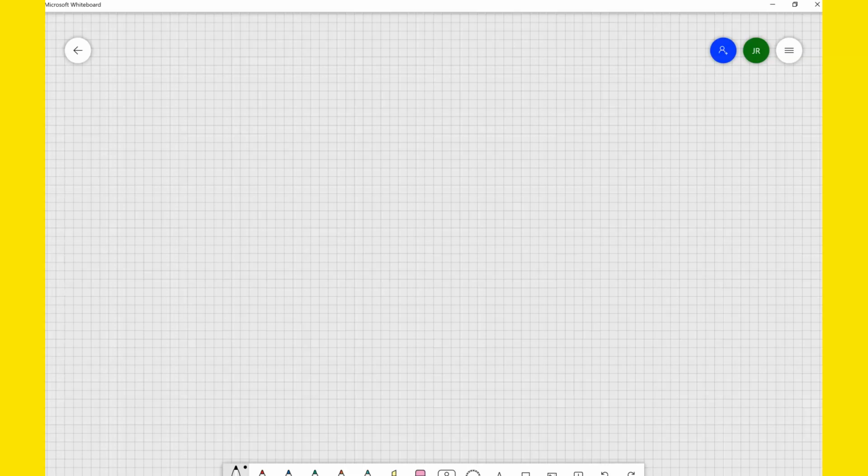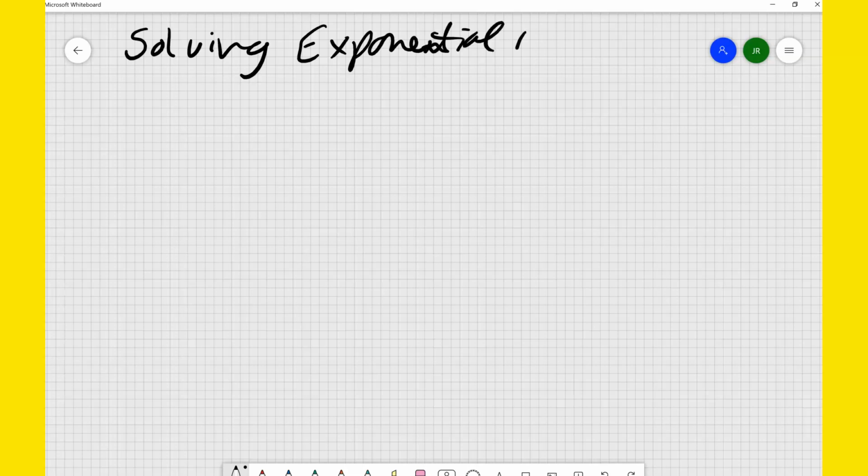The next problem involves solving a log equation, so I just want to go ahead and pause and take this time to introduce you to how to solve exponential equations and log equations. So this will be solving exponential and log equations.